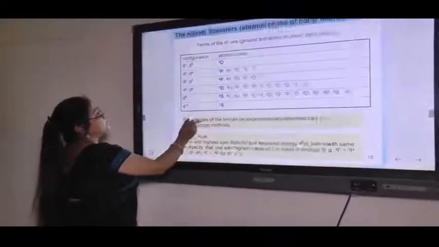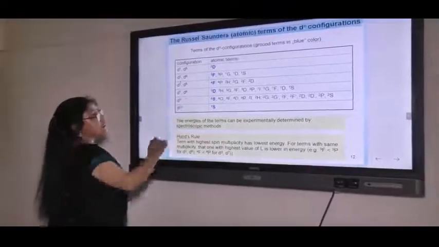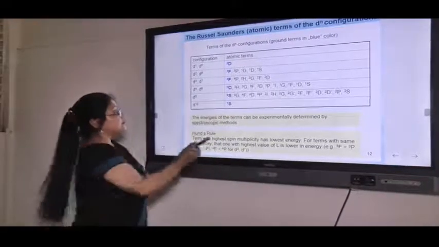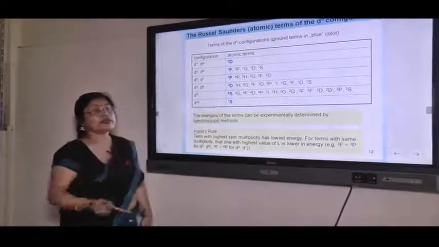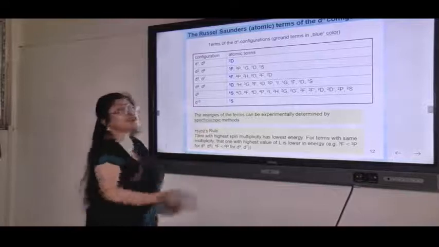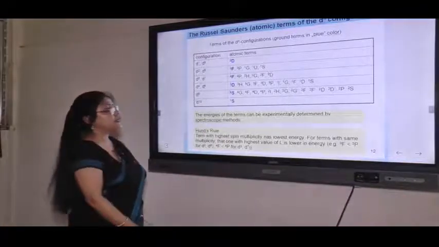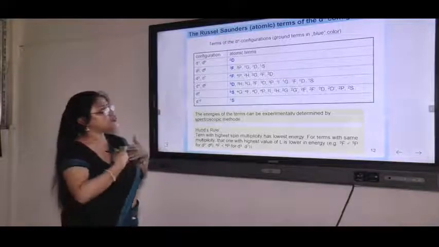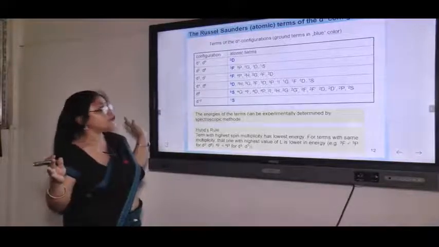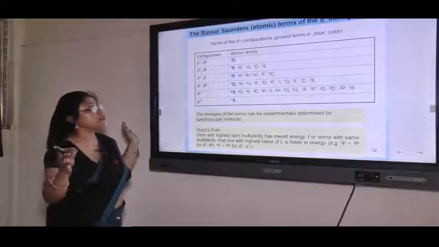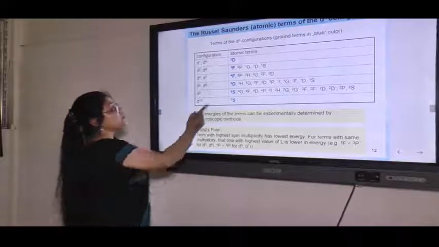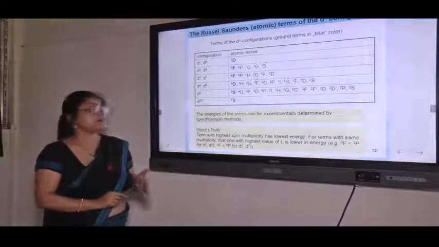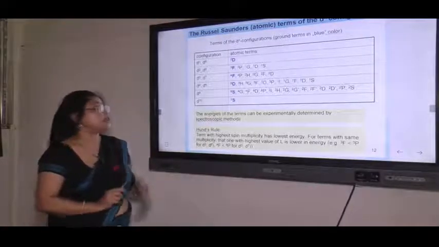Similarly, d2 and d8 give us these particular terms. The blue colored terms tell us about the ground state terms. That means, for the d2 electronic configuration, there can be so many microstates and so many terms, but out of these terms 3F is the ground state term. That means that is the term with the lowest energy.